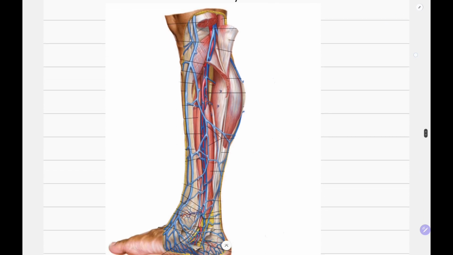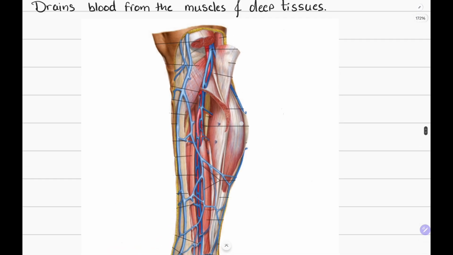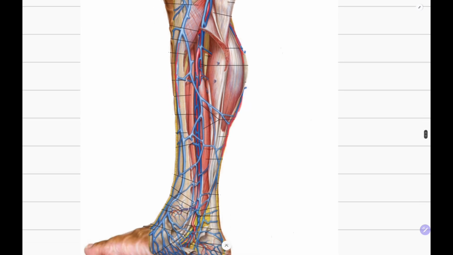So this is the picture that will make the whole thing clear to you. So this is our superficial vein, and these are the superficial veins which are lying just beneath the skin. As you can appreciate, they are lying just beneath the skin. They drain blood from skin and superficial fascia. And this particular vein is our great saphenous vein.